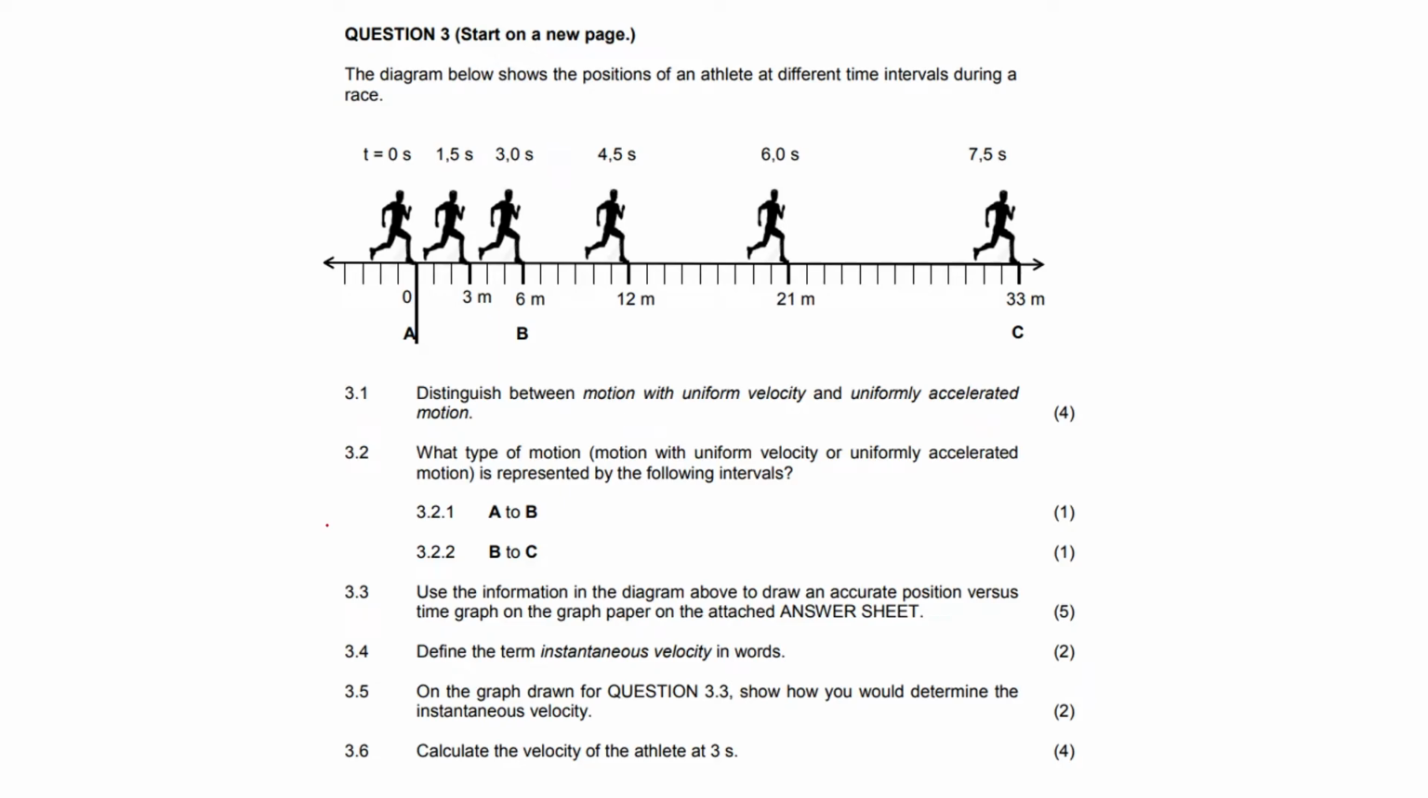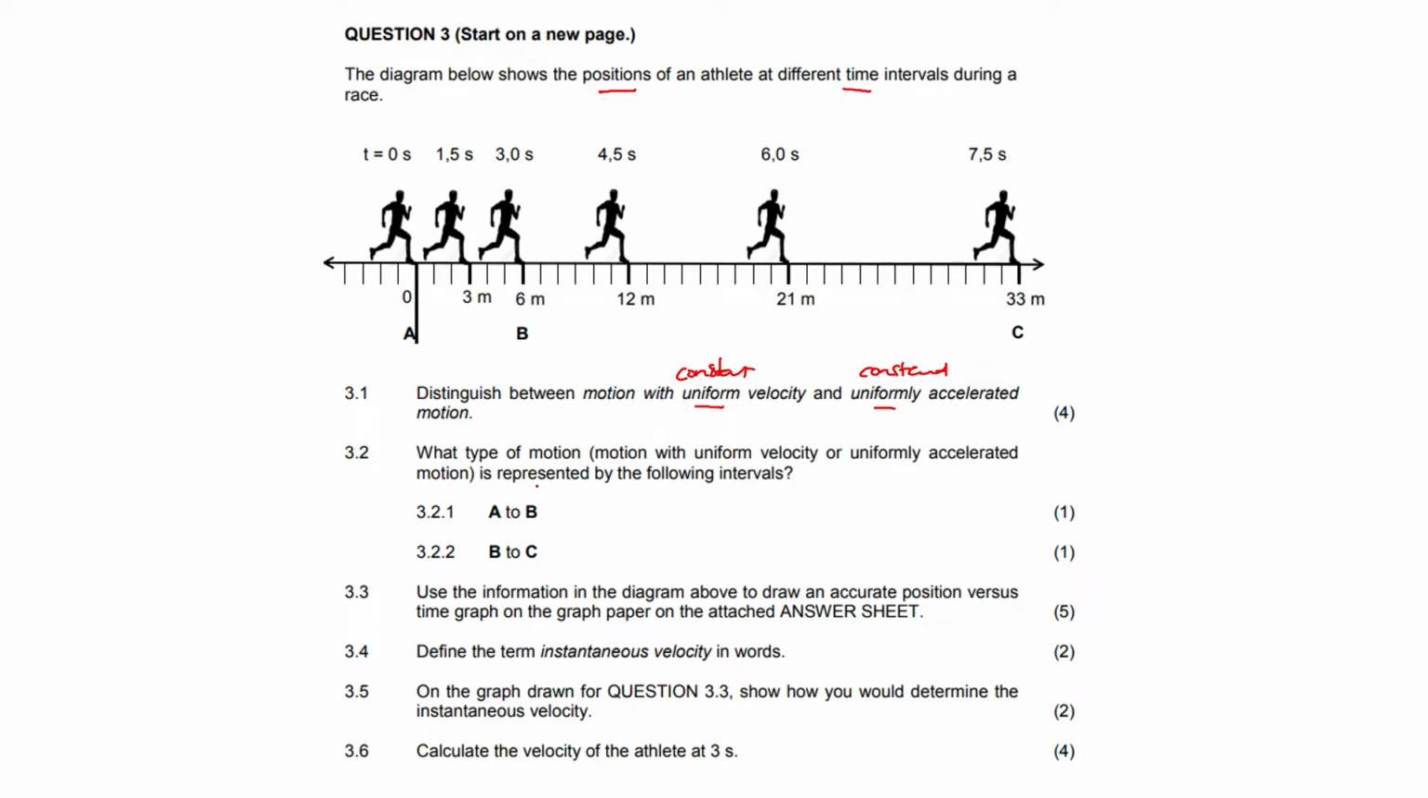Hi guys, we're taking a look at this question with some athletes. We have this diagram below that shows the positions of an athlete at different time intervals during a race. 3.1, they want us to distinguish between motion with uniform velocity and uniformly accelerated motion. Uniform means constant, so it's motion with constant velocity, and uniformly accelerated motion is motion with constant acceleration.